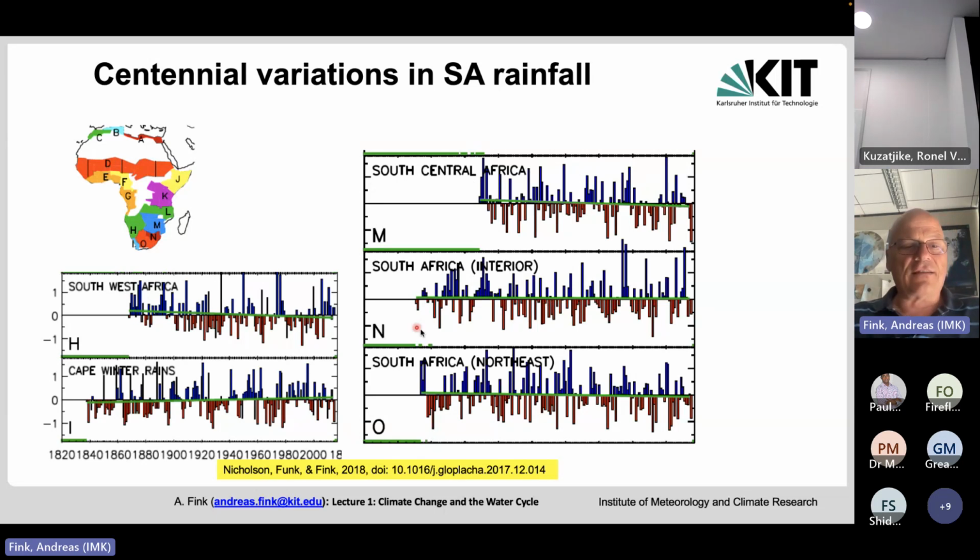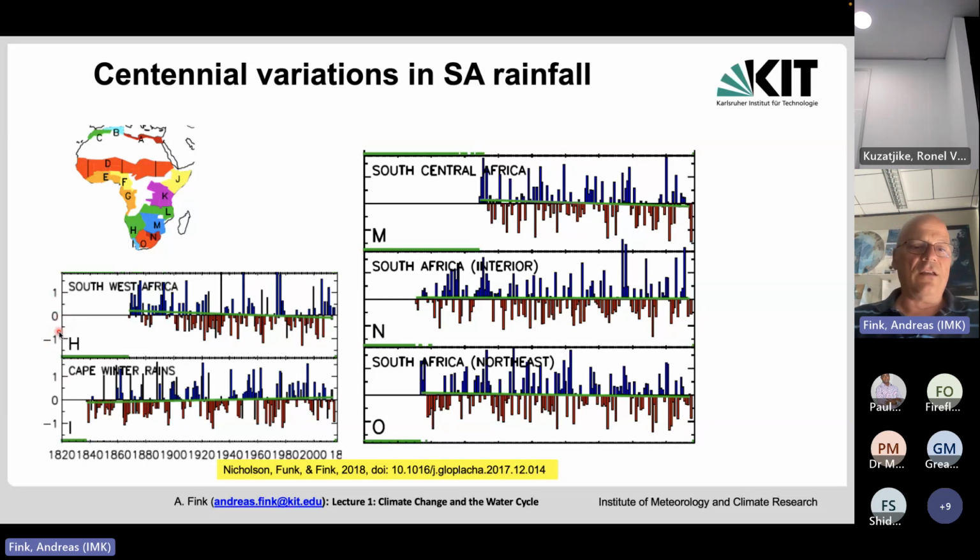And she had very long-term monthly data here. These are the regions that we considered here. They are numbered by letters here, H and I. H and I are given here. And then I also copied the region here, M and O, which are here in the eastern part of Southern Africa.